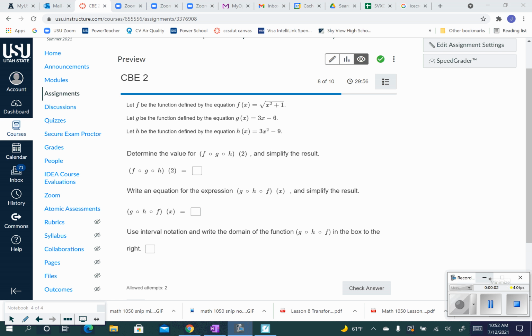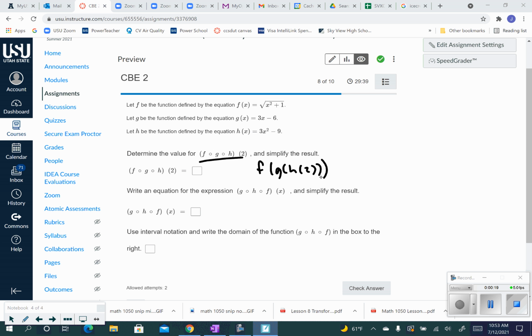We're going to find f of g of 2 right here. So just remember what that means. If you reread it this way, it's a lot easier to think about. f of g of h, I left out the h when I said it the first time. f of g of h of 2.